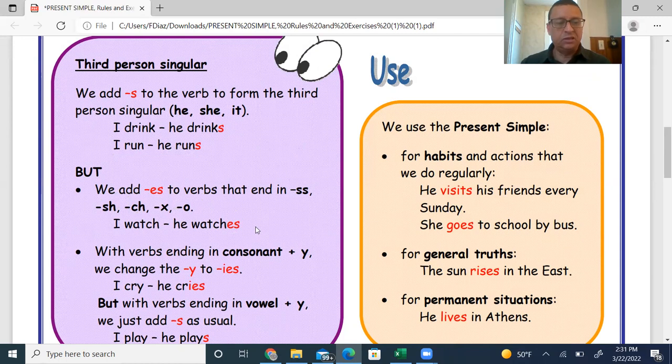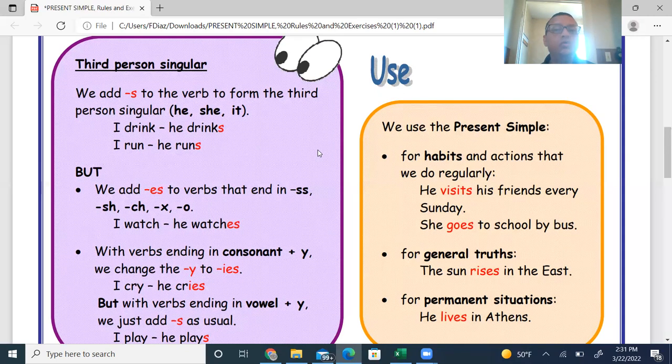But if the verb finishes with ss, sh, ch, x, or o, I have to put es in front of it. An example: I guess, she guesses. Okay? I wash, she washes. I watch TV, she watches TV. I fix my car, he fixes his car. Right? I go, he goes. I do, he does.